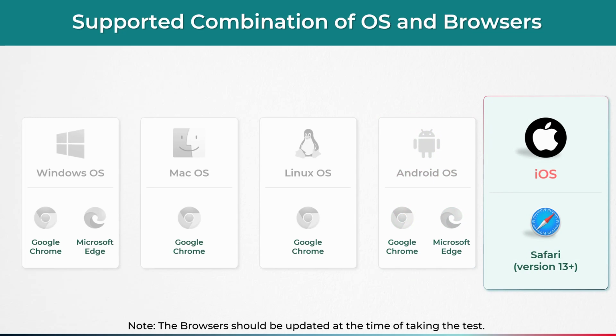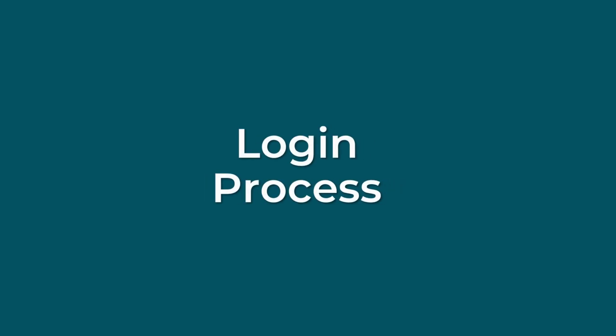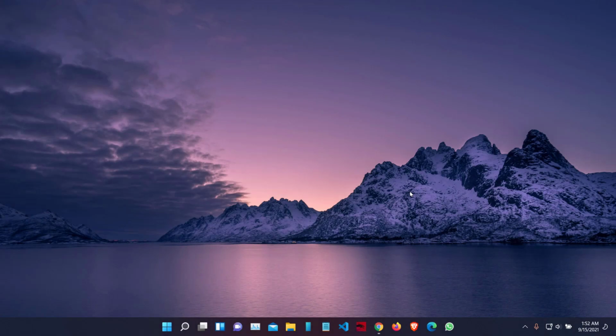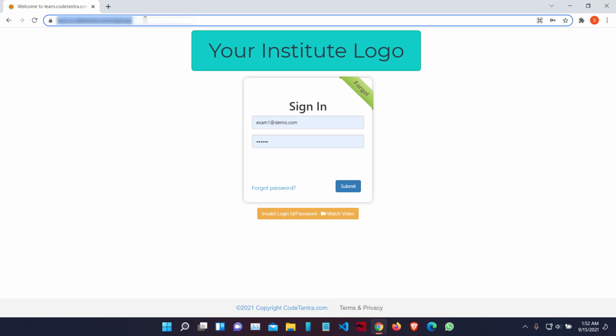You should also note that at the time of taking the test, your browser should be updated for the best user experience. I'm going to attempt my test on a Windows machine, so I'll go with the Chrome browser. Once I come to the Chrome browser, the next thing I'll do is type the web URL which I'm supposed to visit. Once I type this web URL, I'll hit the enter key and then I'll come to the login page.